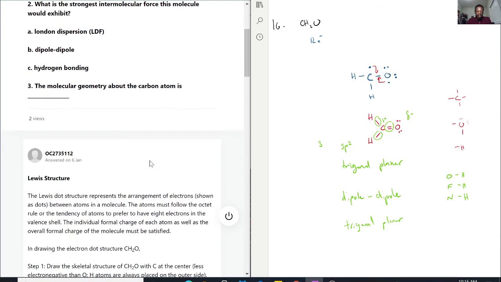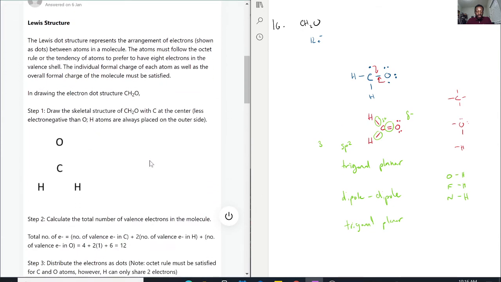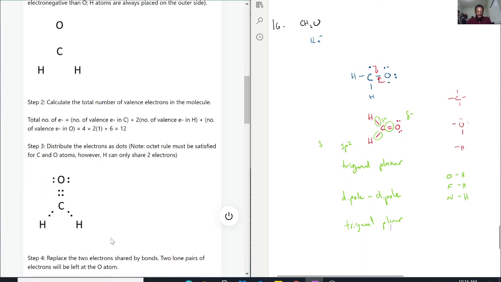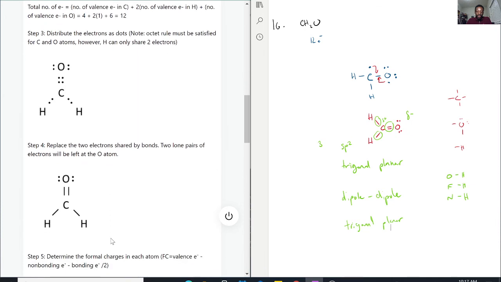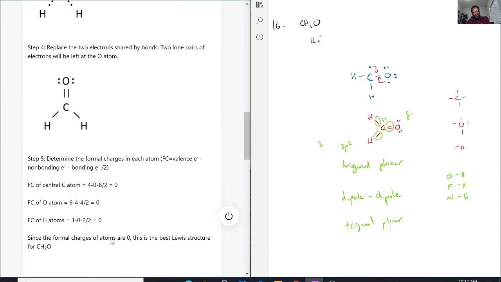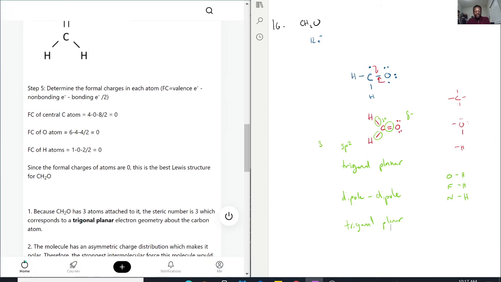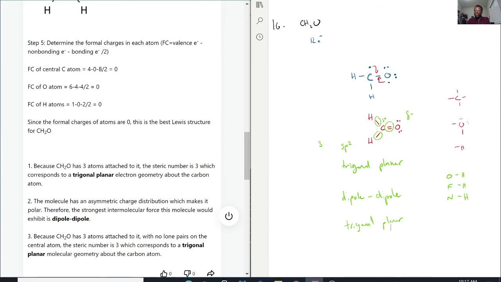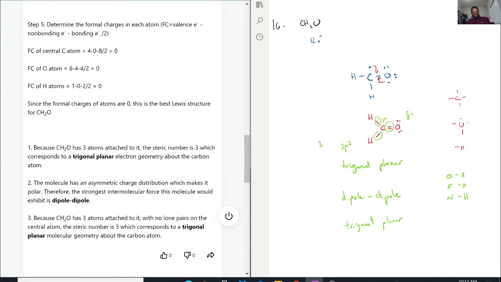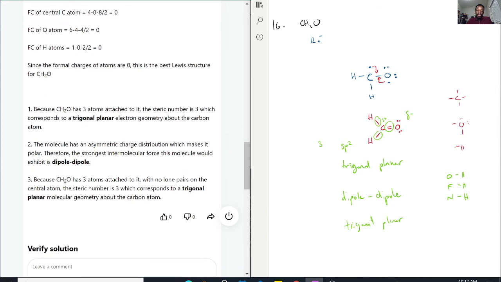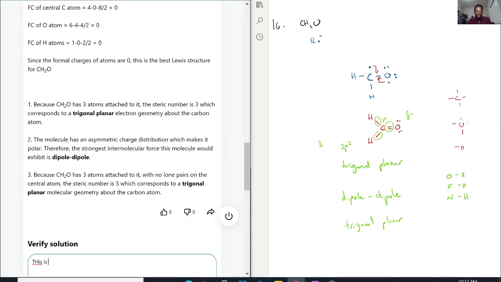Let's see how we did. So as I drew it, it should be a double bond. Perfect. This is what they should get. A double bond with the oxygen and 2 CHs. There we go. So now, the answer, trigonal planar, that's the electron geometry. Dipole-dipole, correct again. And because it has 3 bonding groups, it's going to be trigonal planar again. So this is correct.